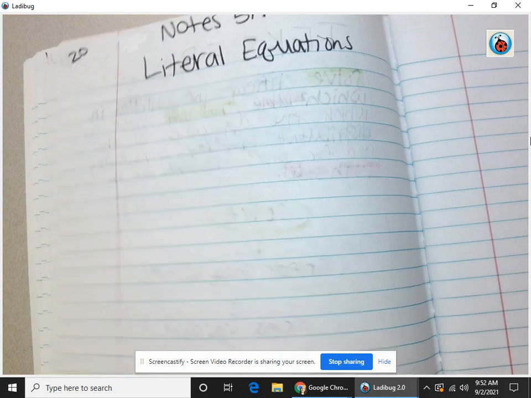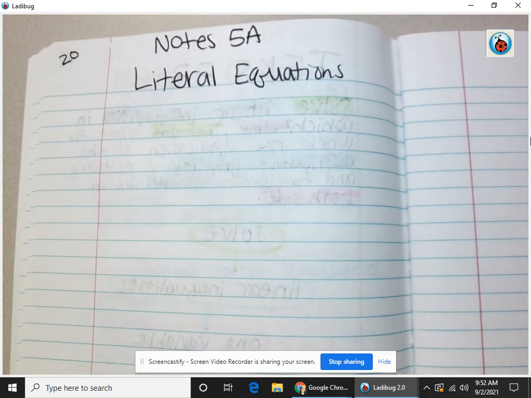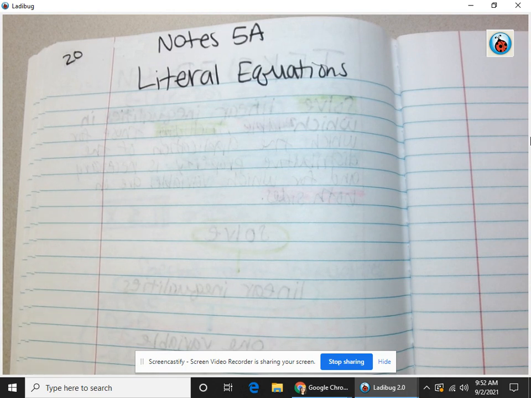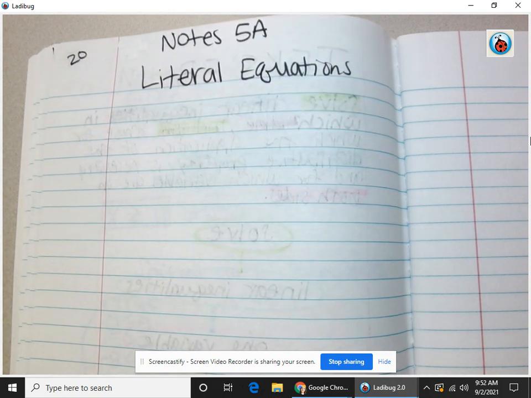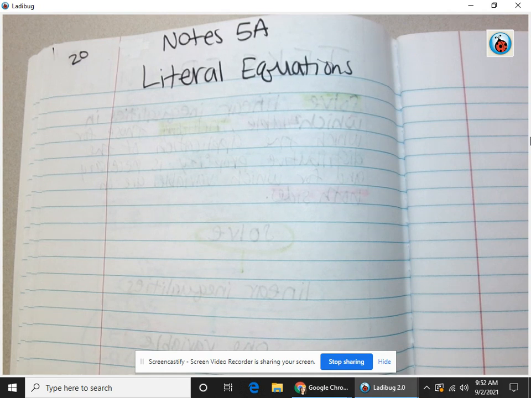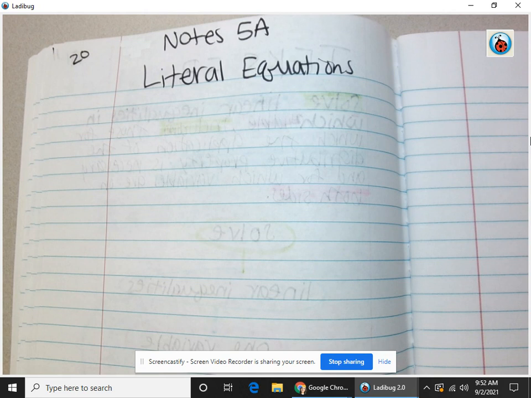Okay, today we're talking about Notes 5A, literal equations. We've separated this into 2 days because y'all are going to look at this and say, oh, this is so easy. And then the second you get started working on it individually, you're going to be like, oh, I have no idea what I'm doing.